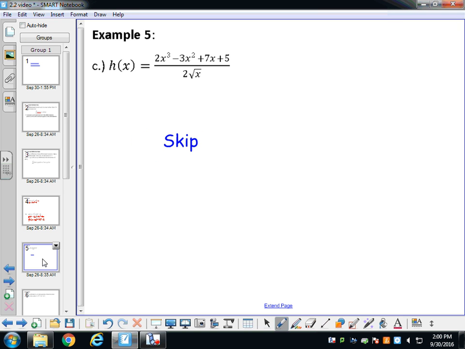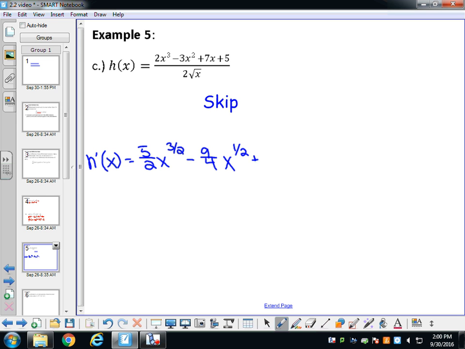For time purposes, I want to skip example C. It's not that it's hard, it's just lengthy. But if you want to try this on your own, the derivative comes out to be 5/2 x to the 3/2 minus 9/4 x to the 1/2 plus 7/4 x to the negative 1/2 plus 5/4 x to the negative 3/2. Again, very doable, but I just want to take a look at other example problems.